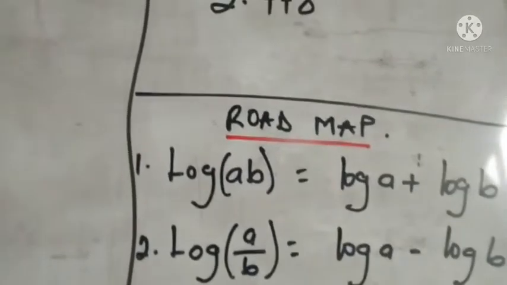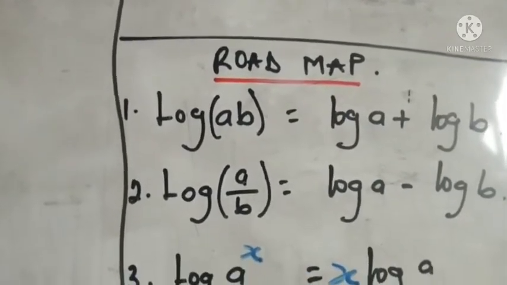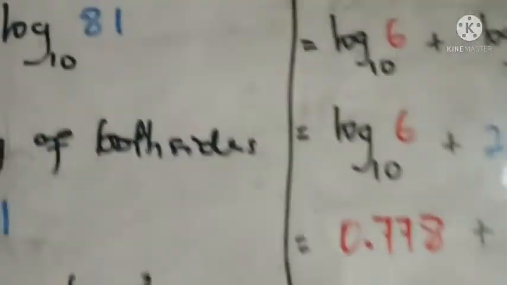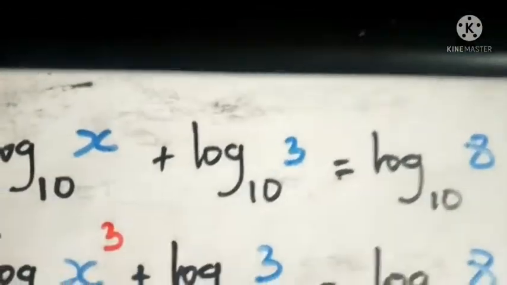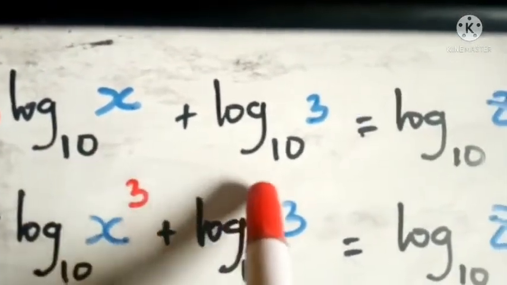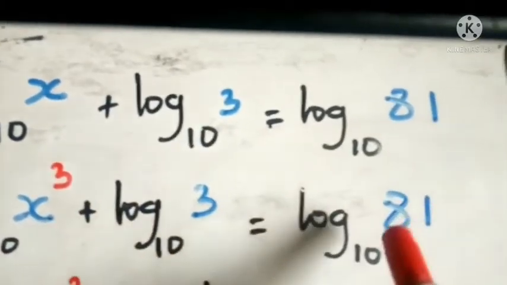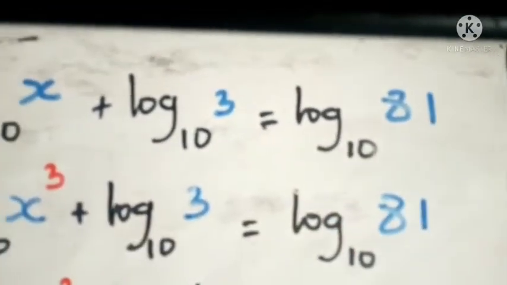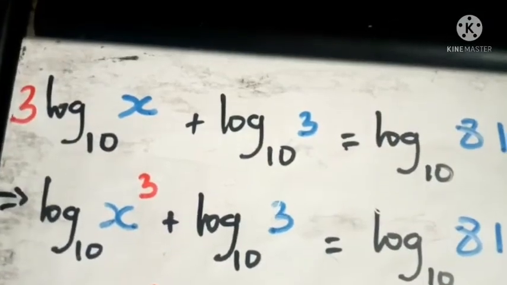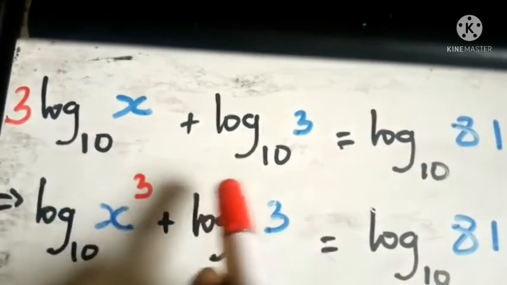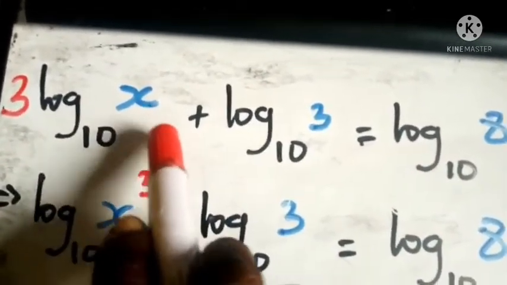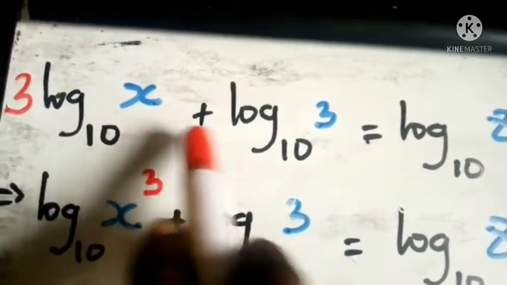This is a logarithm question that says we should solve this type of equation, right? So 3 log x base 10 plus log 3 base 10 is equal to log 81 base 10. They say you should solve this equation. So look at the question. From the question, you are given this and they say you should solve the equation. Anytime they say you should solve the equation, it means that you should find the missing variable, right? So that is what the question means.